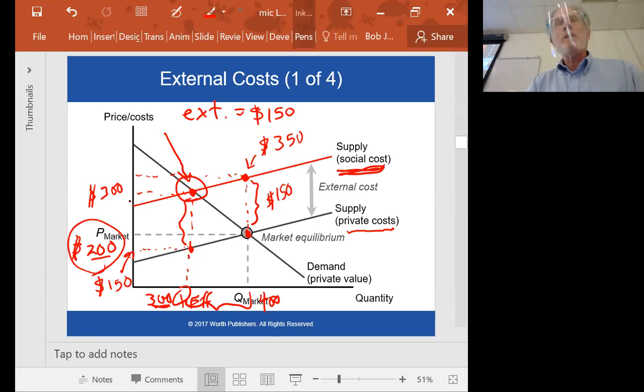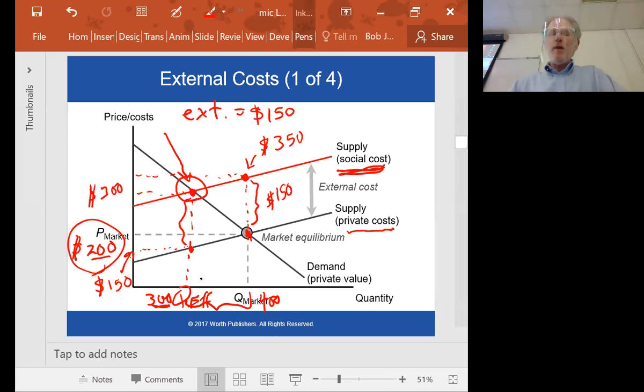Okay? The problem is, apart from government, nobody has an incentive for that to happen, because if government doesn't do anything, the producers say, our cost is only $150 to produce another tire, so we're going to keep producing more, and you end up in the market equilibrium at 400, which involves overproduction, because you're producing these last 100 tires where the cost of producing each one is greater than the benefit.